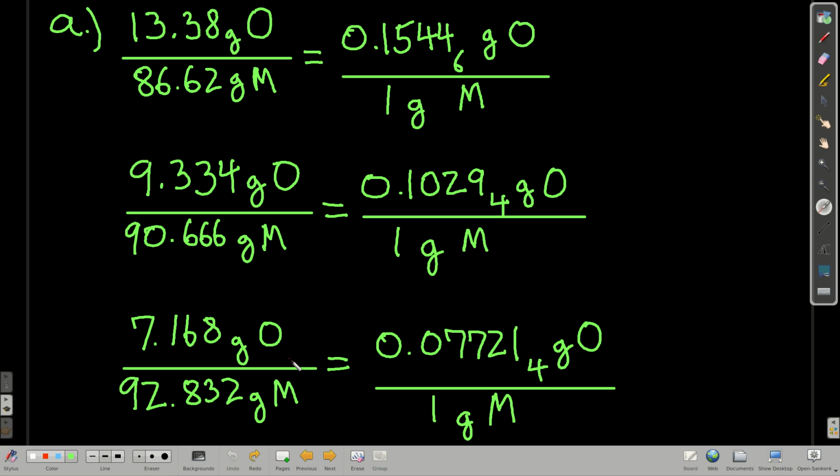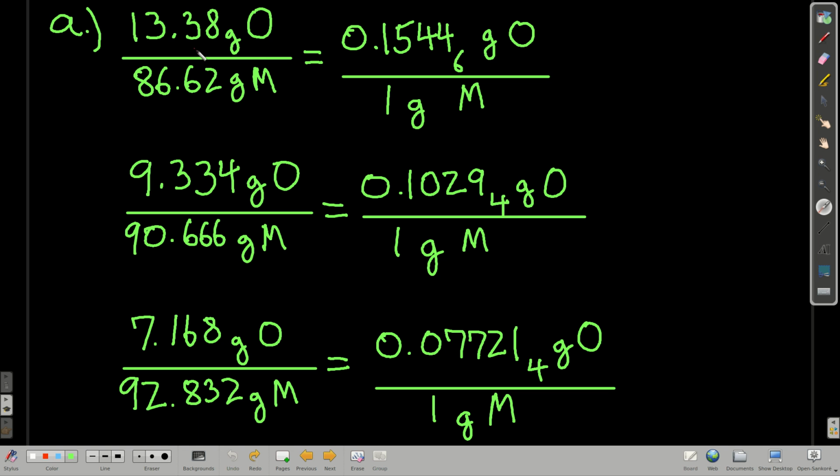I told you that you had this compound that contained an unknown metal combined with oxygen, and when you heated it up, I gave you different percents oxygen in the compound. The first thing I asked you to do was to calculate the mass of oxygen for every 1 gram of metal in the compound. What this problem is based on mostly is the law of multiple proportions. So I'm just kind of getting you started here.